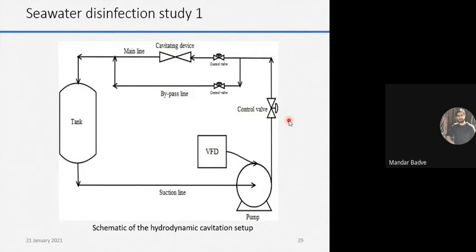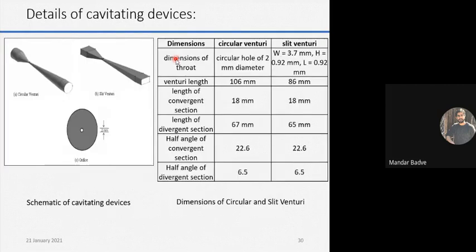Here's a typical cavitation assembly, where you have a tank which contains seawater. You have a pump which has a suction line, so your seawater comes into the pump. Then you discharge it, it passes through a cavitating device, and then it comes back into the pump, right? Here the seawater faces the cavitating condition where disinfection takes place.